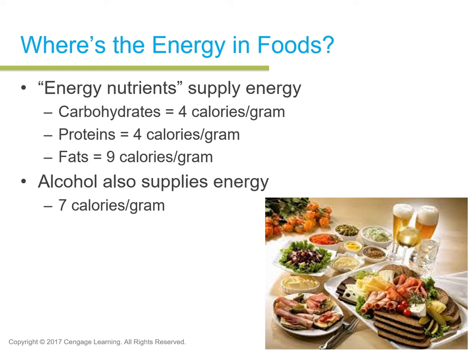And then alcohol is not an essential nutrient, but I just want to say if you do drink alcohol, it does provide energy, 7 calories per gram. Now, any food that contains carbohydrates, proteins, or fats, the energy nutrients, remember that, supplies the body with energy. So I want to remind you of that. And Table 8.4 in your book includes the foods listed, so if you want to take a look at that. Now, let's go on to learn a little bit more.